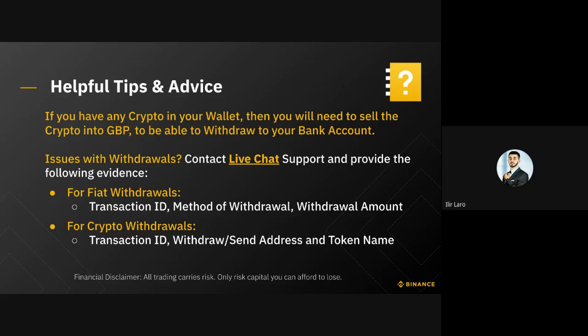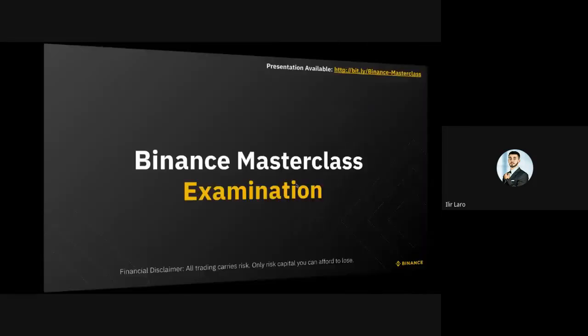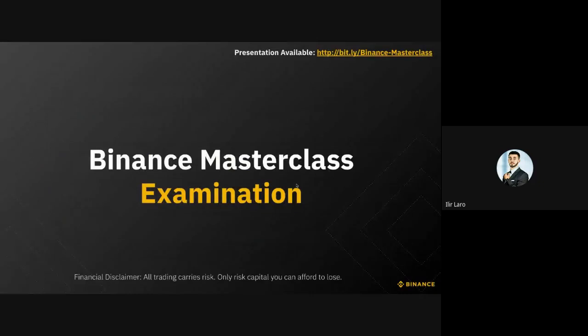to your bank account. If you have any issues with your withdrawals, please contact live support and the customer support team will assist you further. If you have problems or any issues with your fiat withdrawals, provide your transaction ID, your method of withdrawal, that will be either faster payments or bank card, and then enter your withdrawal amount. For crypto withdrawals, it's transaction ID, withdrawal/send address, and the token name. So that's pretty much it regarding the masterclass.